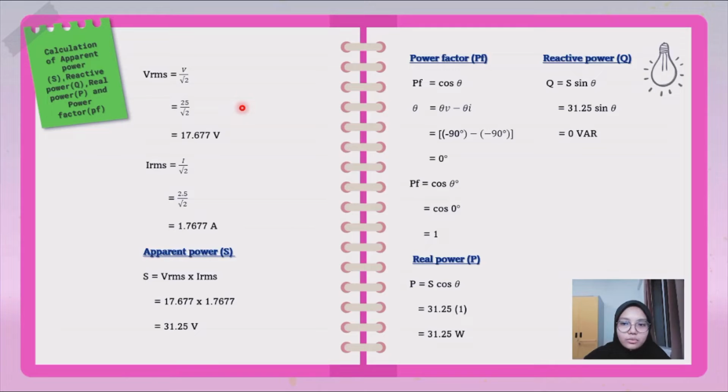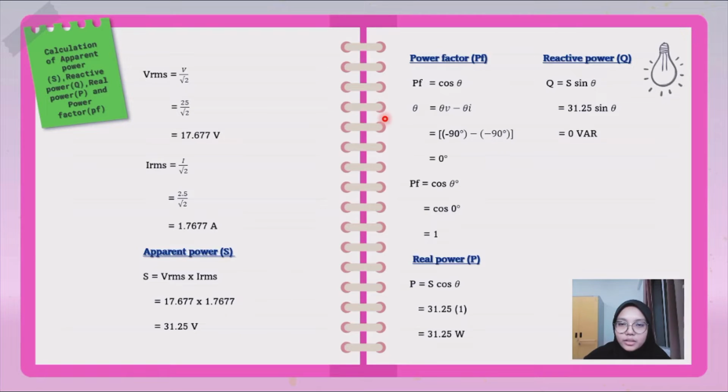At first, we need to find the value of VRMS, and we use the formula stated here, which is V divided by root of 2. Then we get 17.677 volt. Then we apply the formula of IRMS, which is I divided by root of 2. Then we get the answer 1.7677 ampere. From both values, we get S, which is the apparent power, 31.25 volt-ampere.